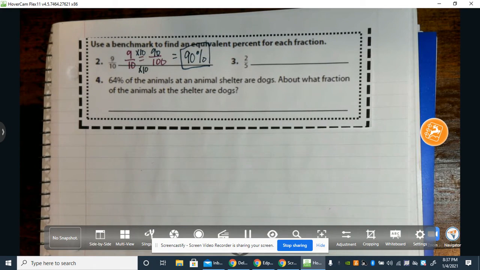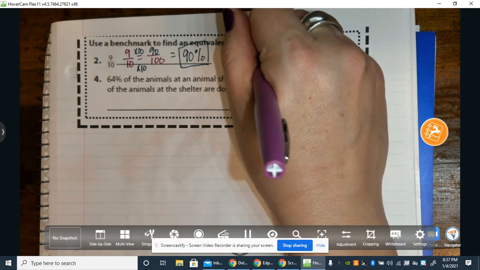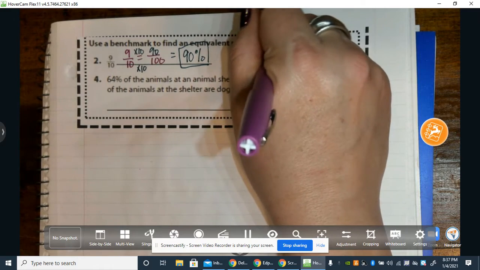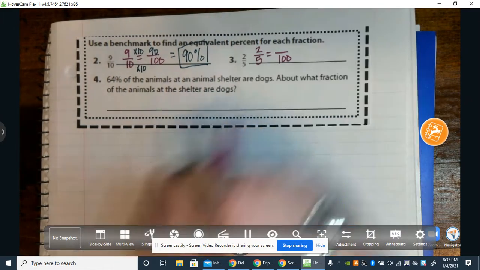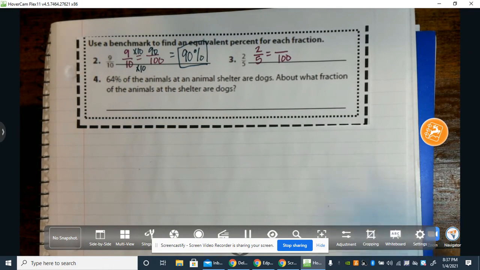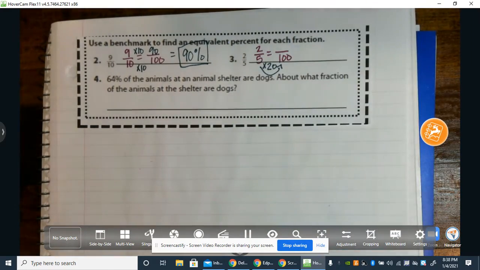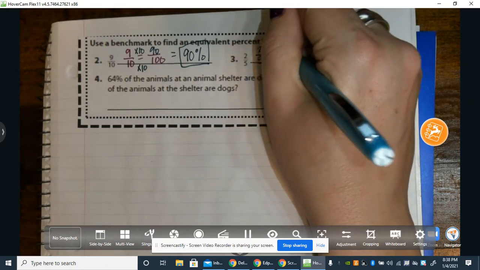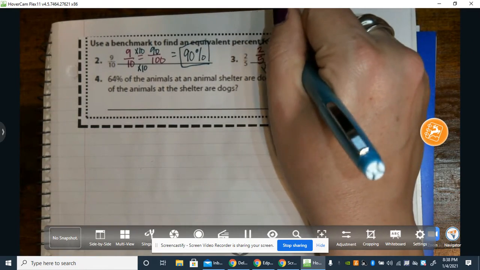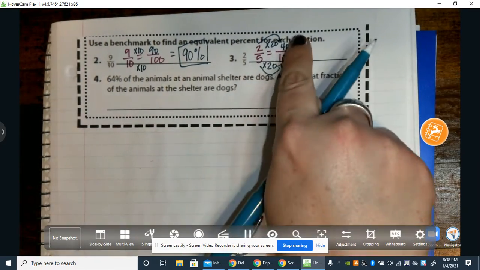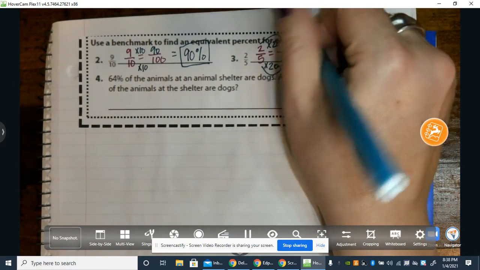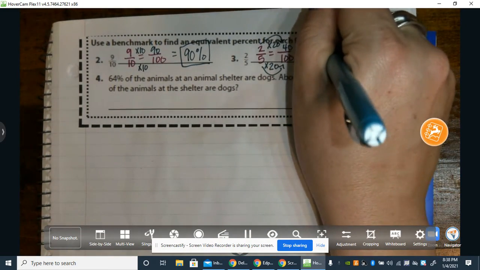All right, we have 2/5 here. I need to get this 5 to 100. Well, 5 times 20 gives me 100. So 2 times 20 gives me 40. And that's 40 over 100, which is a percent, or out of 100, which is 40%.